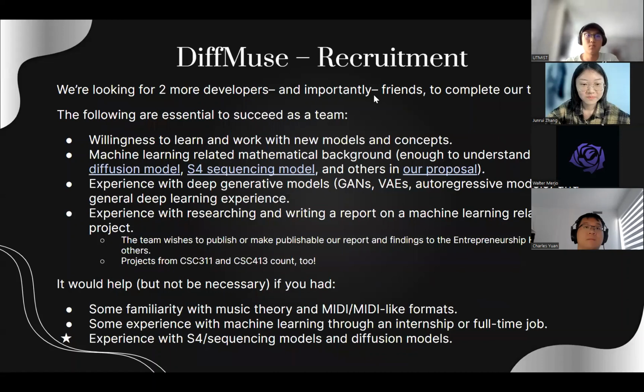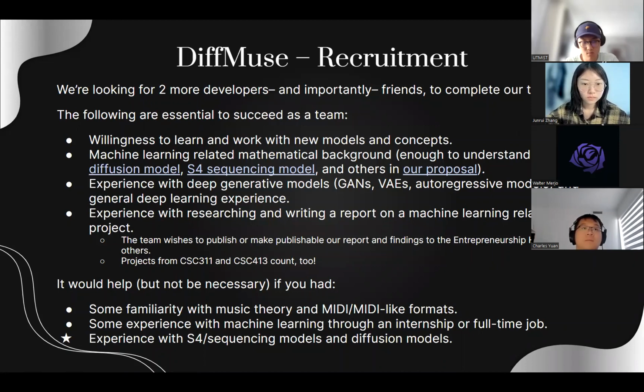So as for recruitment, we're looking for 2 more developers and, importantly, friends to complete our team of 6. What we need in our developers is the willingness to learn and work with new models. We're working with new types of models, and they also require a relatively deep machine learning background and mathematical background to understand the papers. We also would like experience with deep generative models and just general deep learning experience.